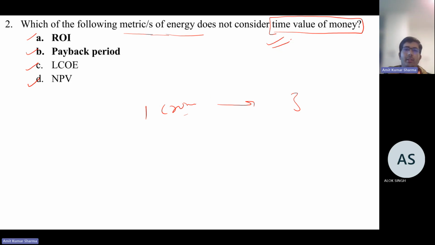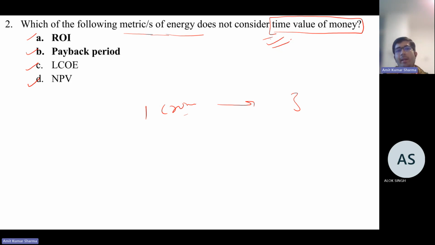So now you have to consider that there will be a difference. The value of 1 crore today will not be the same after 3 years, because money is devalued with time. The value of money decreases with time. So we have to consider that.